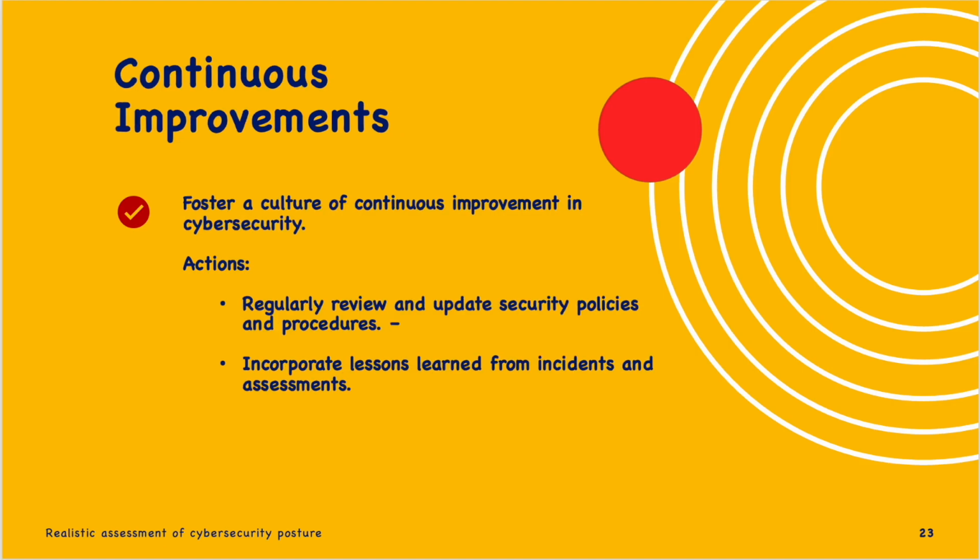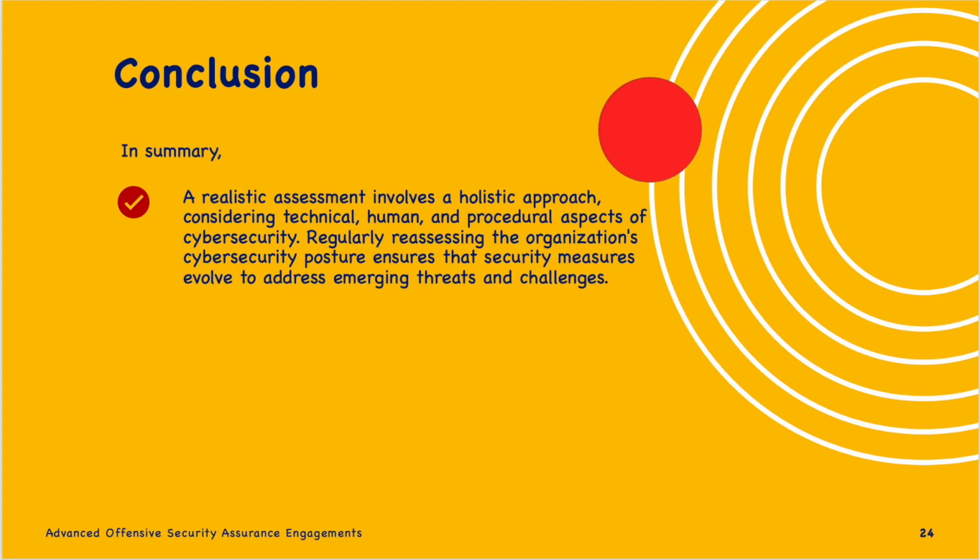The next is continuous improvement. Foster a culture of continuous improvement in cybersecurity. To do that, they need to take actions like regularly reviewing and updating security policies and procedures, and incorporating lessons learned from incidents and assessments. Conclusion: a realistic assessment involves a holistic approach considering technical, human, and procedural aspects of cybersecurity. Regularly reassessing the organization's cybersecurity posture ensures that security measures evolve to address emerging threats and challenges.